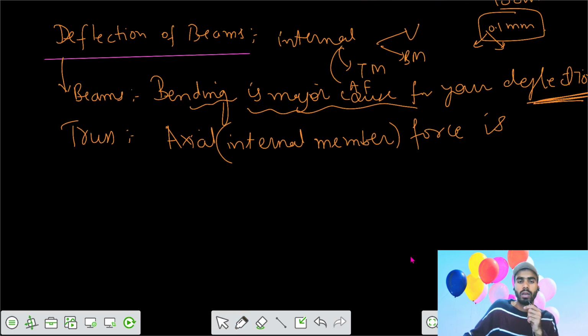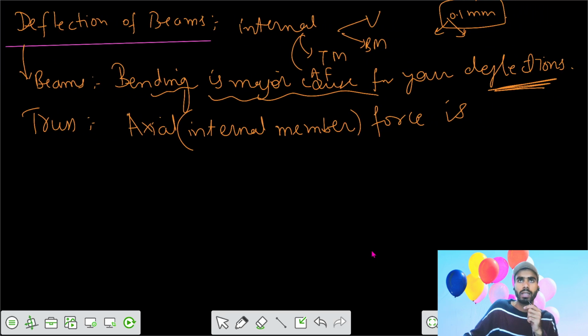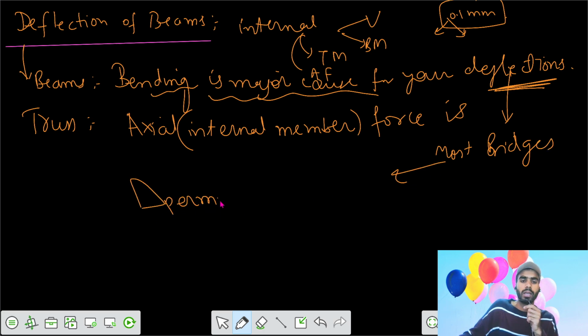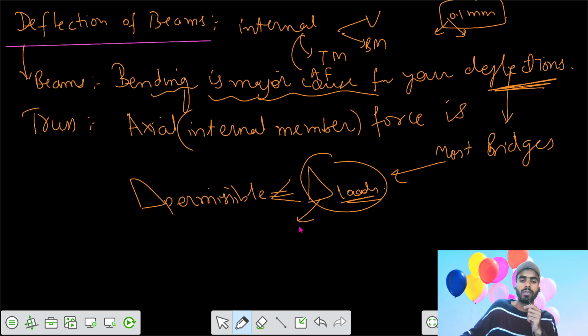So let's say you design a structure whose strength is good, but it may fail in deflections. Most bridges fail in deflections because they have a permissible delta limit, but because of the design, that permissible limit was crossed due to the external loads. Their serviceability limits, as we call them, were not ensured.